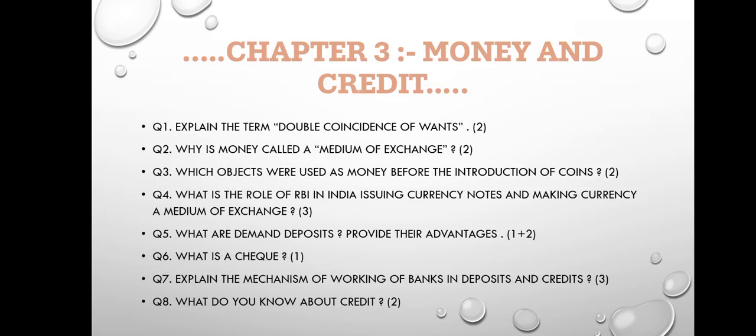Let's move on further to chapter number 3, money and credit. Explain the term double coincidence of wants, a very important 2 mark question. Why is money called a medium of exchange? 2 marks. Which objects were used as money before the introduction of coins? Not so important, but you must know. What is the role of RBI in India in issuing currency notes and making currency a medium of exchange?